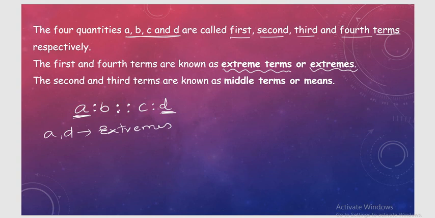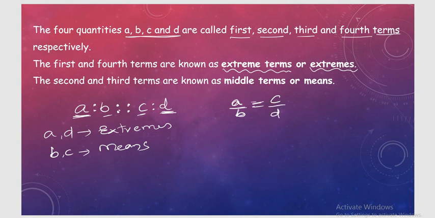Next, B and C are nearer to the center, near this proportionate symbol. So we call B and C as means, right? The symbol 'is as' is nothing but, A is to B can be written as A by B, and 'is as' can be written as equal to C by D.